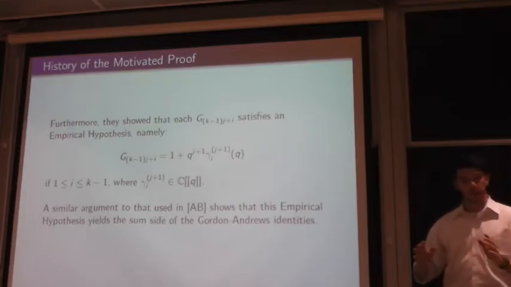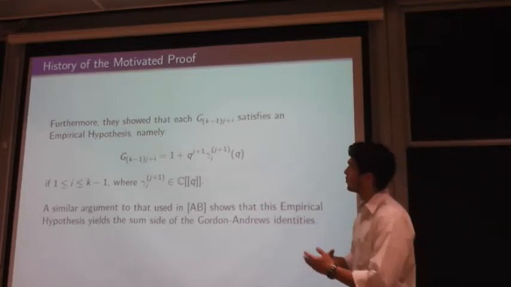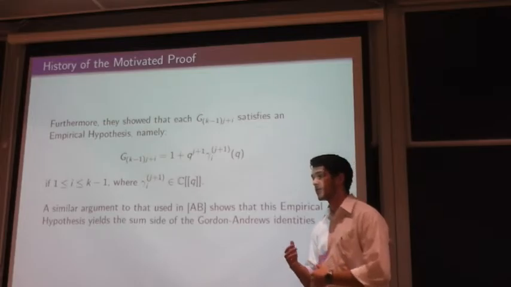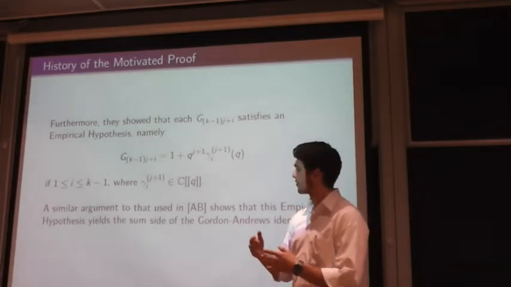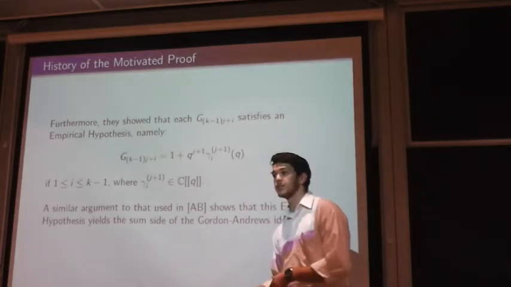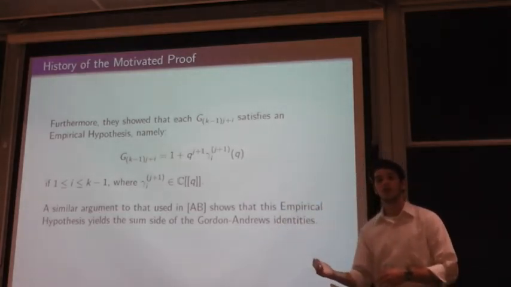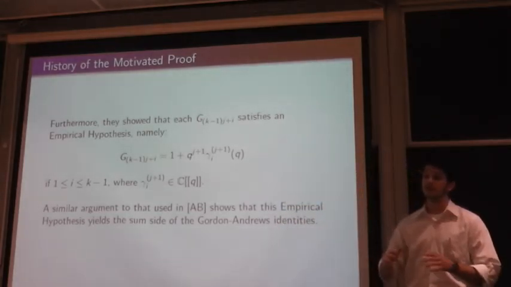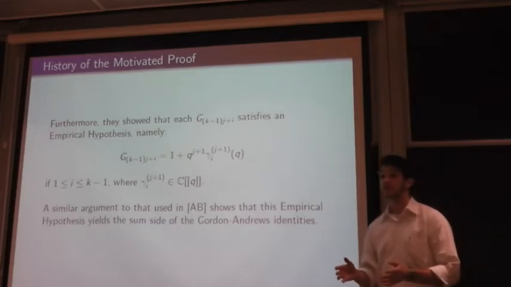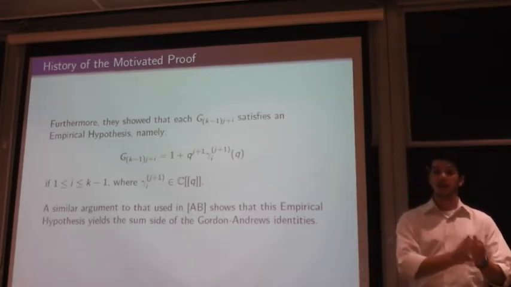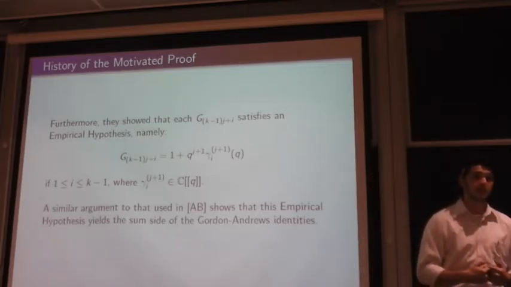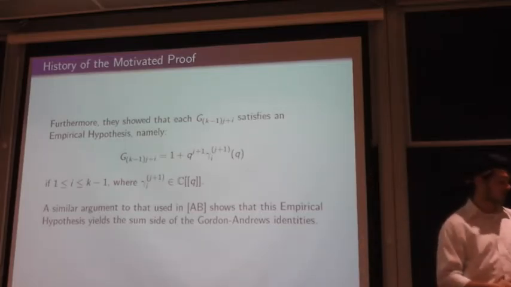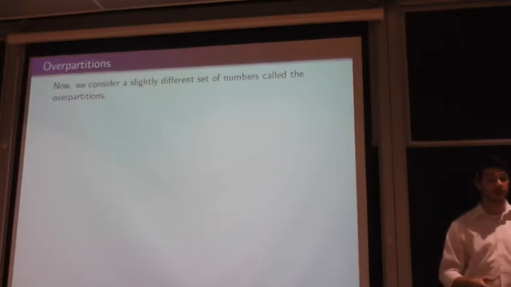So the motivated proof, this whole structure, specifically the Andrews-Baxter and Lepowsky's new papers, were the foundation for the work that is proceeding. So all of this work was predicated on the subject of partitions, right? Just the breaking down of integers into some smaller integers. Now, what we considered was a slightly different set of numbers. Instead of partitions, we considered something very similar called overpartitions.